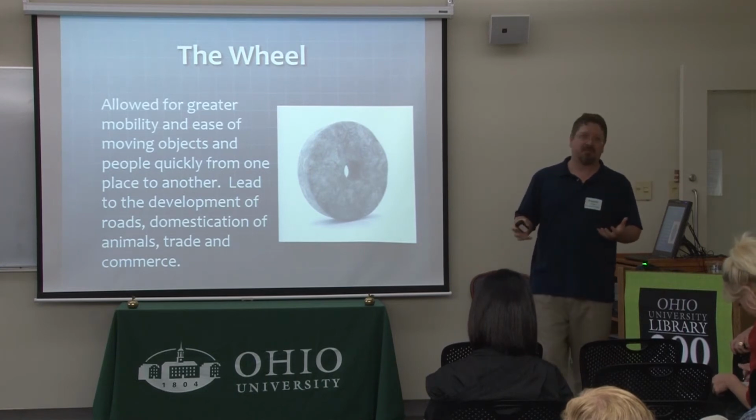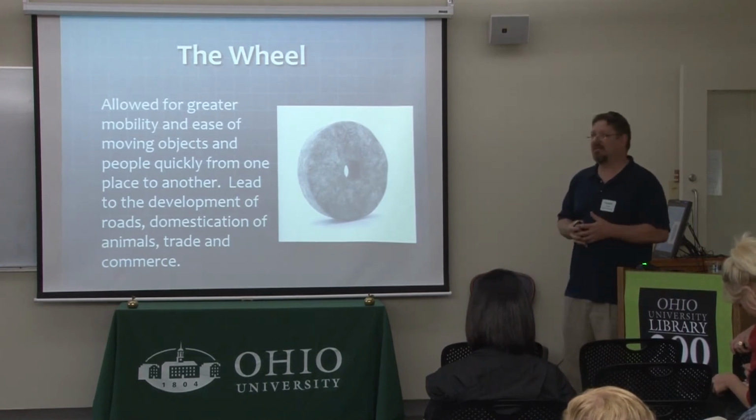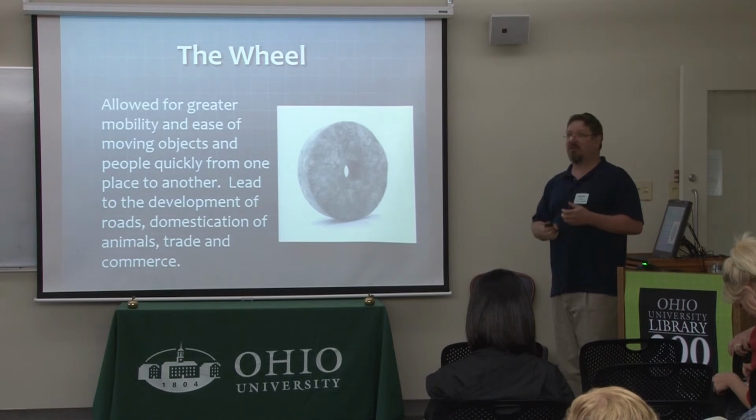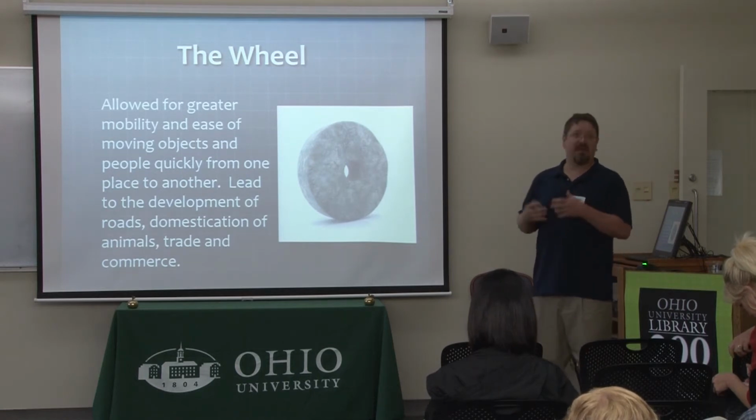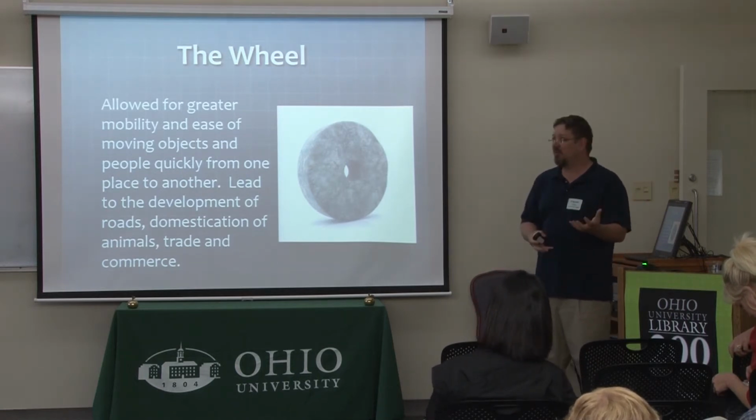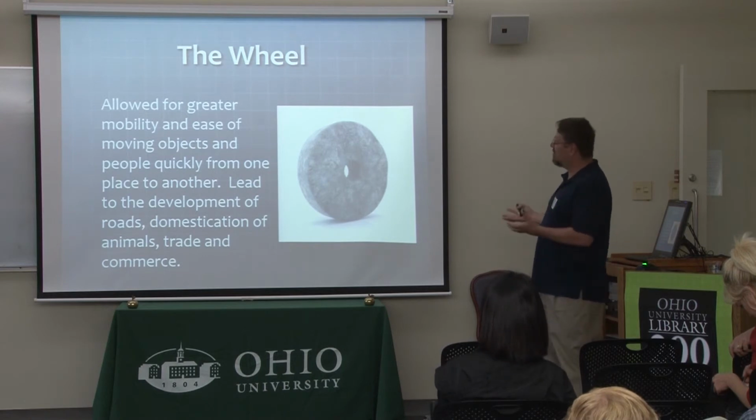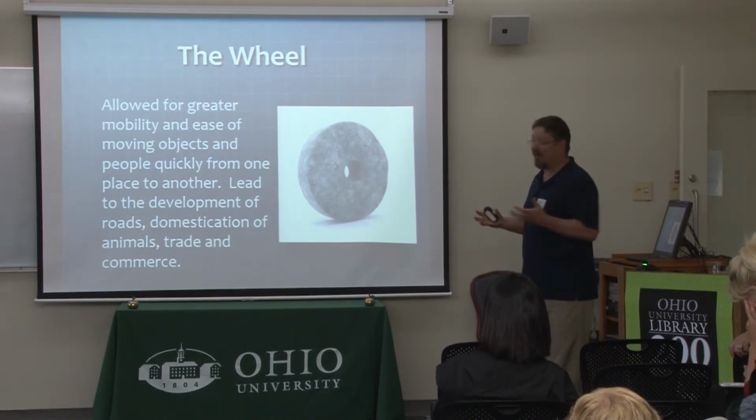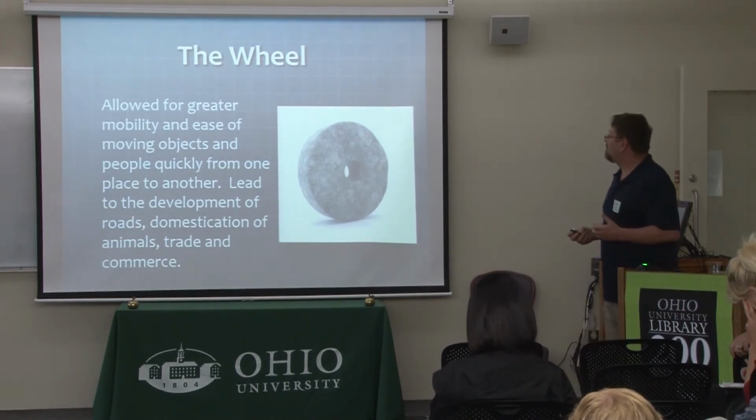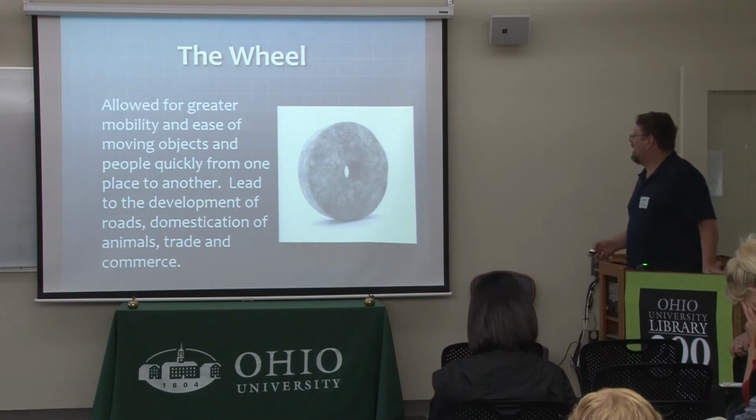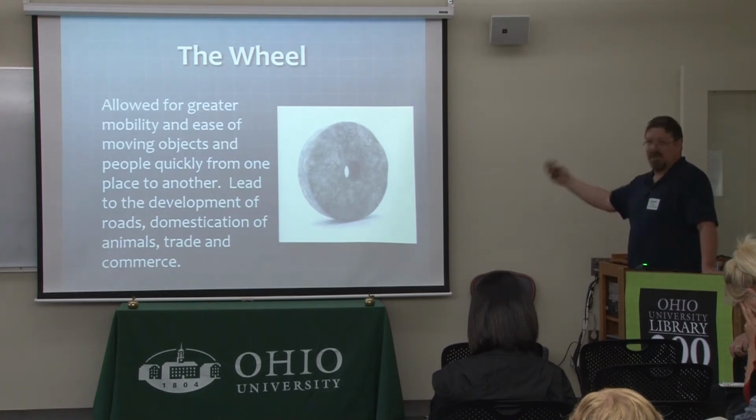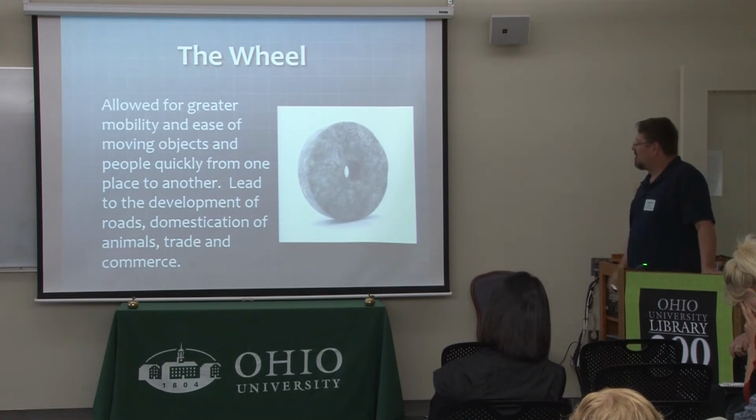I mean, the wheel. The wheel changed things because we could move things around, and then we needed roads, so we had to build roads, but then you could transport things back and forth. You could transport heavier things. So it allowed for greater mobility. It allowed for moving objects and people quickly from one place to another. And again, this led to the development of roads, maybe even domestication of animals, and more trade and commerce.